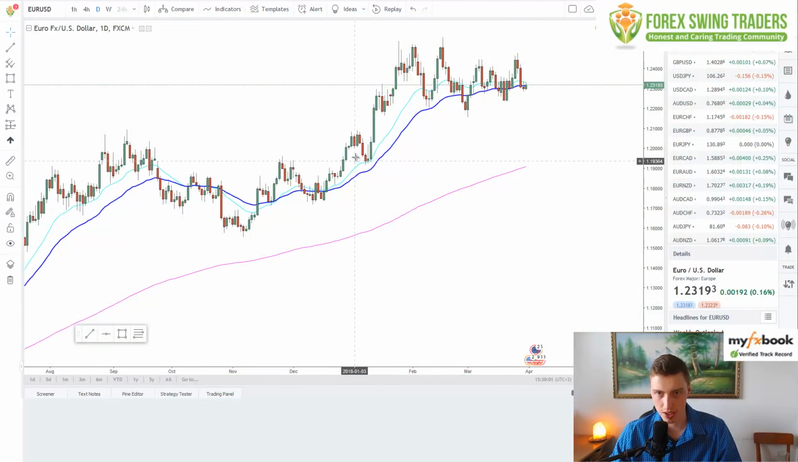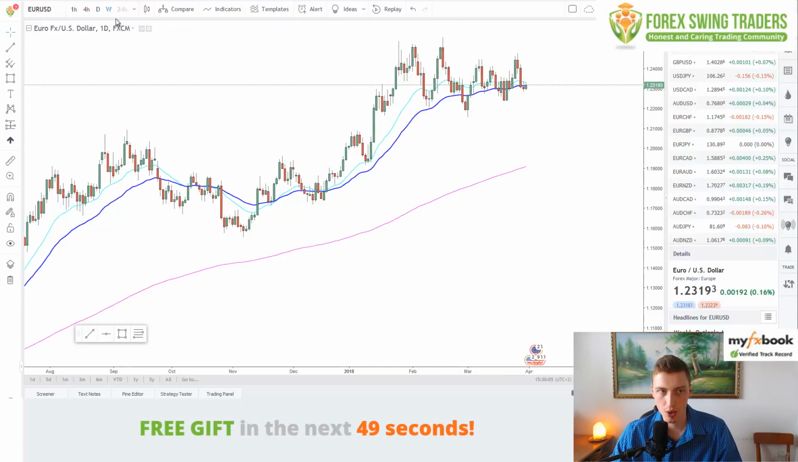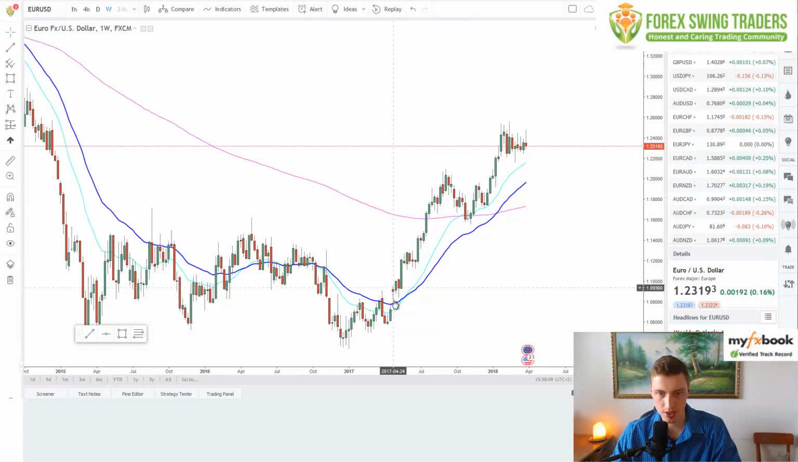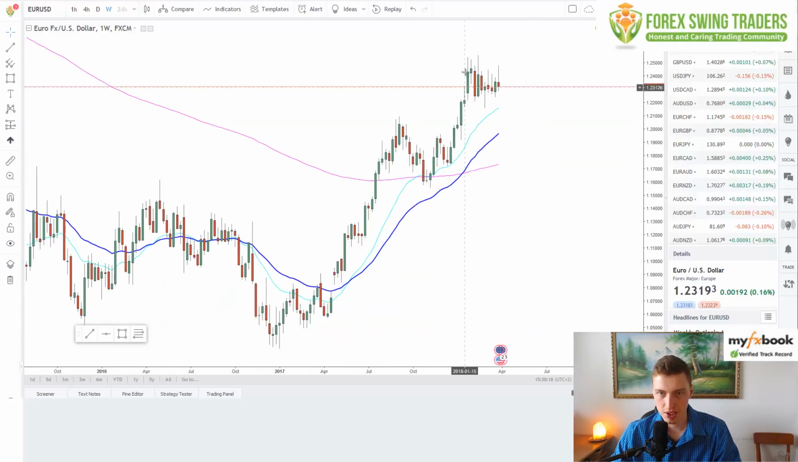Let's start with euro dollar, on a weekly time frame. Overall, the euro dollar is still in a bullish trend. So impulse leg, retracement, impulse leg, and now we are expecting a retracement. You can see that price is having some trouble right here, a lot of wicks to the upside. That means a lot of sellers are coming into the price action.